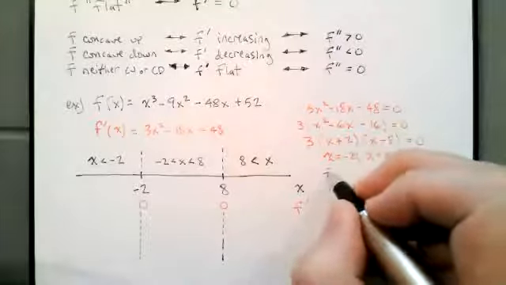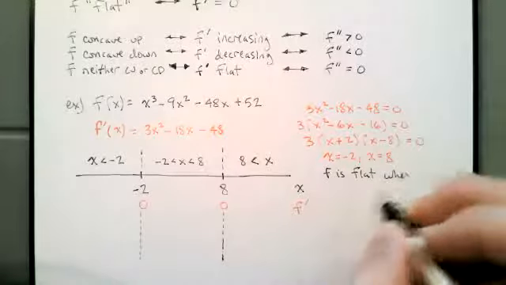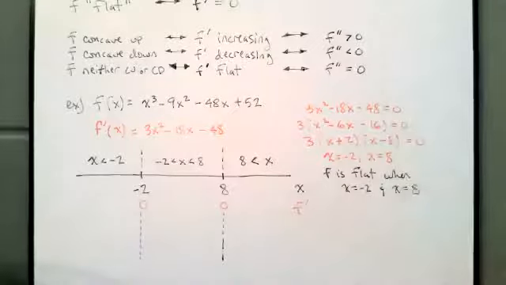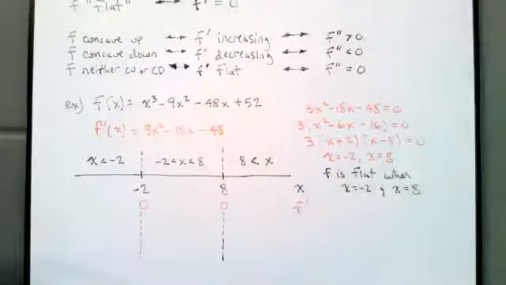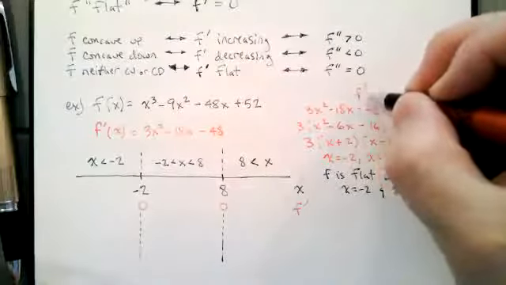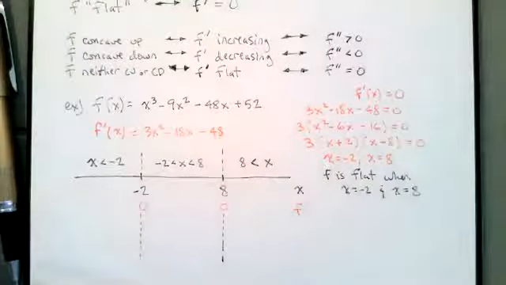So f is flat when x equals -2 and when x equals 8. And this all comes from solving the equation f prime of x equals 0. That means in between -2 and 8, or when x is less than -2 or more than 8, the first derivative will always be positive or negative.